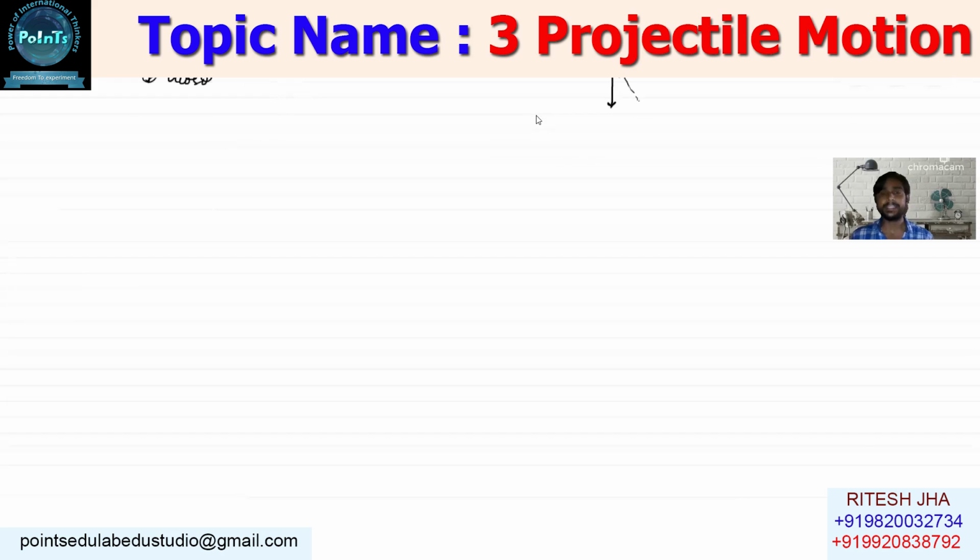Remember one thing: the key to getting the right answers for the numericals in projectile motion is to never mix these 2 types of motion. Always treat horizontal motion and vertical motion separately, and you will always get the right answer. If instead of vertical velocity you take the overall velocity, you will get the wrong answer. For horizontal motion, take only horizontal velocity. For vertical motion, take only vertical velocity. If you do it this way, you will never get a wrong answer.